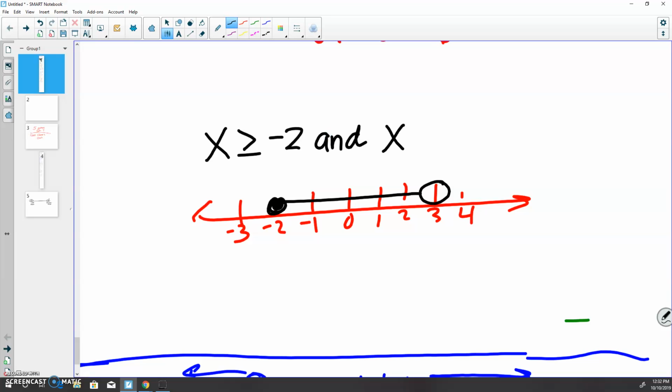Okay, the next one is x. What's circled on the right? 3. Which way does its line go? And is it colored in?